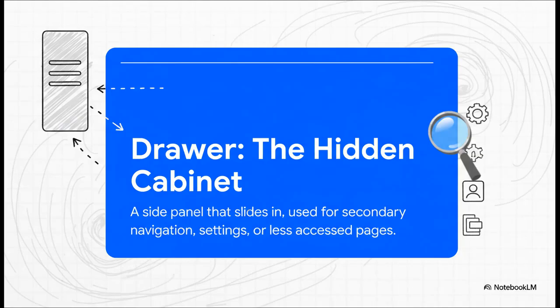First up, the drawer. You know, the best way to think about this is like a hidden side cabinet in your kitchen. It slides in from the side, usually when you tap that little hamburger icon, right? And it's just perfect for tucking away all the things that don't need to be visible all the time. We're talking settings, user profiles, maybe a help page, that kind of stuff. Its whole job is to keep your main screen looking clean and focused.